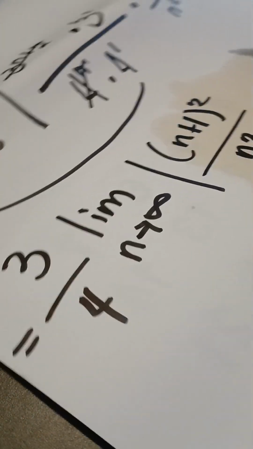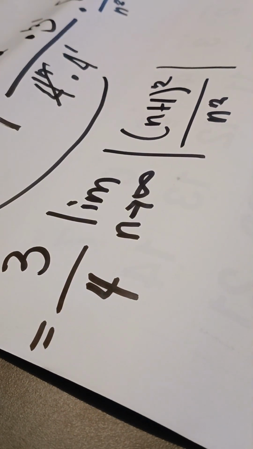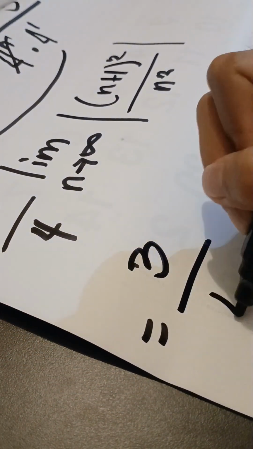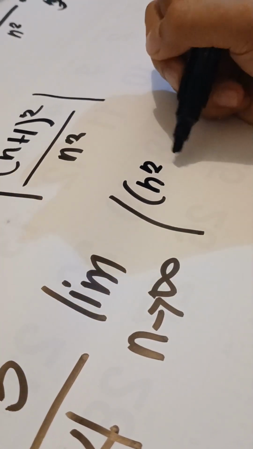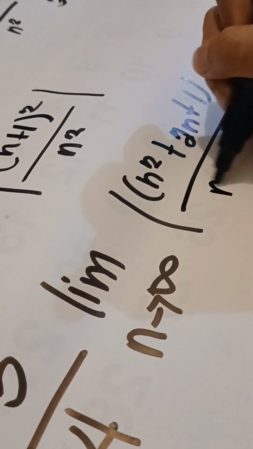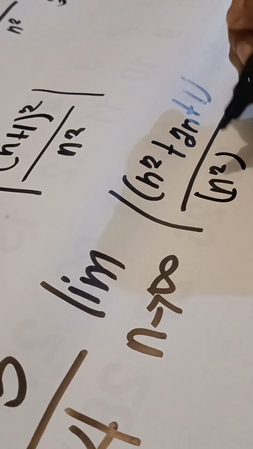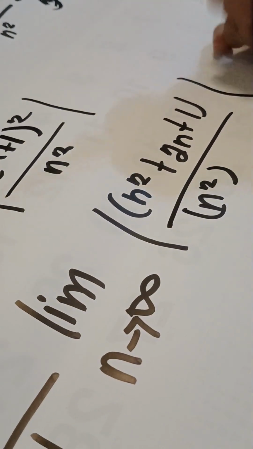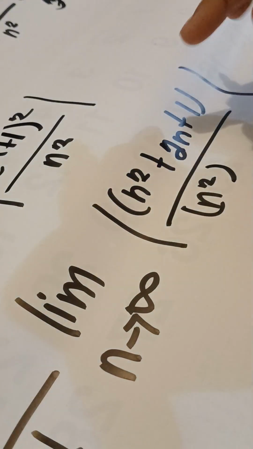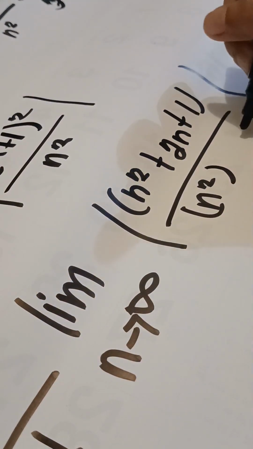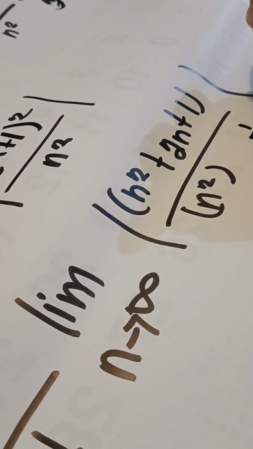So we're going to have 3 over 4 times the limit as n approaches infinity. Let's expand it. If you use FOIL, n plus 1 times n plus 1, we get n squared plus 2n plus 1 over n squared. And next, I'm going to multiply the top and the bottom by 1 over n squared.